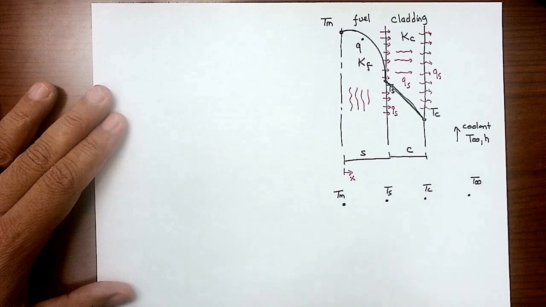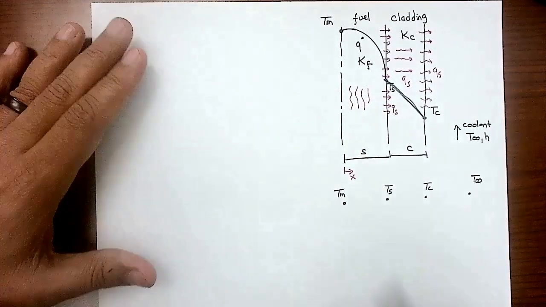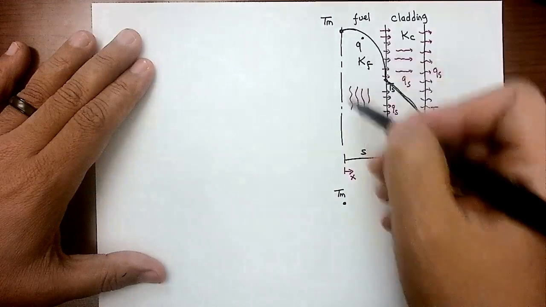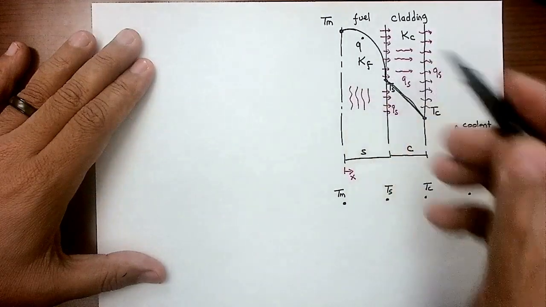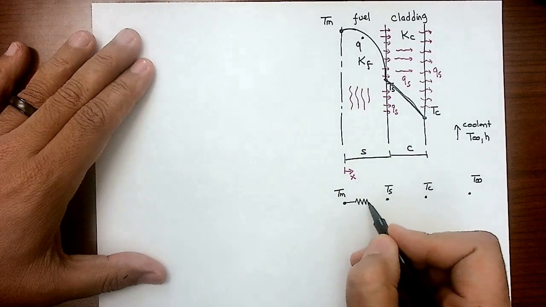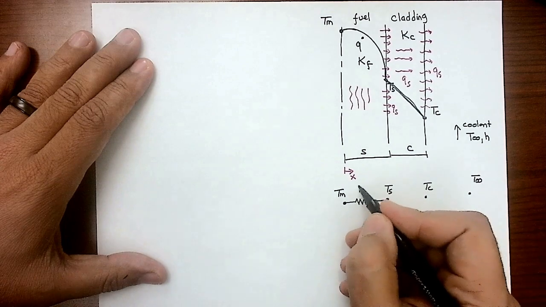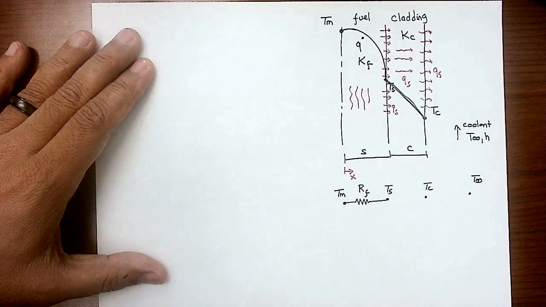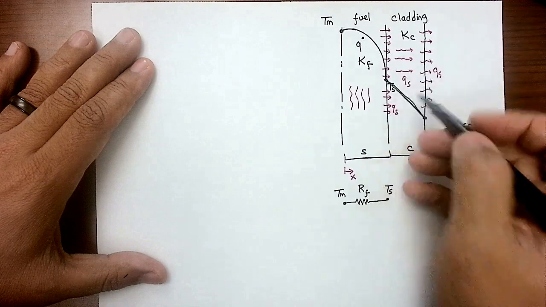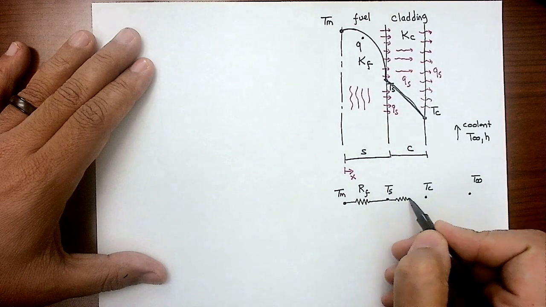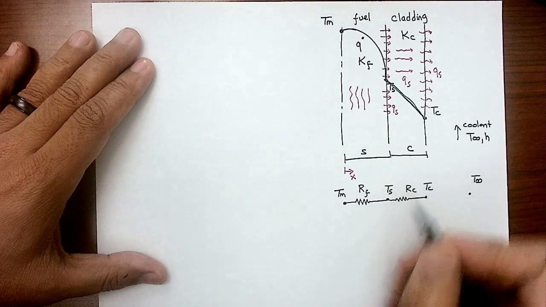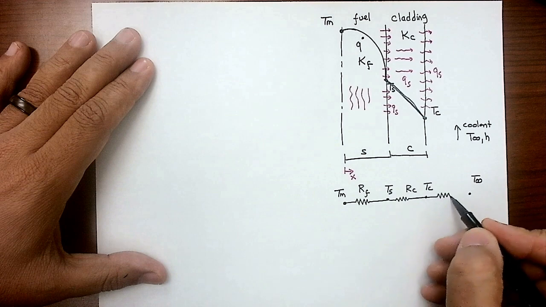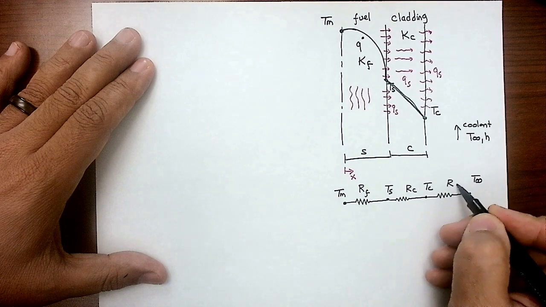Now I'm going to do thermal resistance analysis. I know that there is weird conduction happening here. That's a complicated function of X, but I can present that with a resistance. I'm going to call that the resistance of the fuel. Then I'm going to have a resistance here called the resistance of the cladding. Then I'm going to have a resistance here for the coolant.